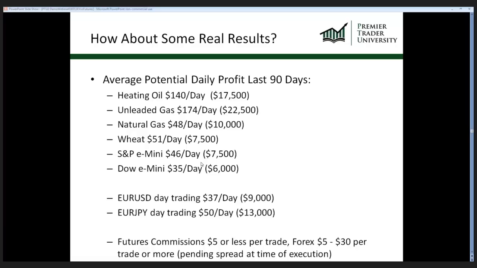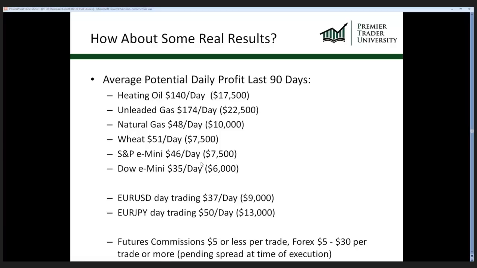Now, I looked at our Euro US and Euro Yen day trading, both absolutely profitable. $37 a day, $50 a day. Doesn't look too terrible. But then I also looked at the size account that you need. On the Euro US, to get $37 a day on average, you need $9,000. And this doesn't include the dark side, which is the spread that can range from $5 to $30, and any slippage, frozen platforms, lack of ability to get in or out of the market, liquidity issues with your broker, connectivity issues, all the things that seem to happen a lot in Forex.